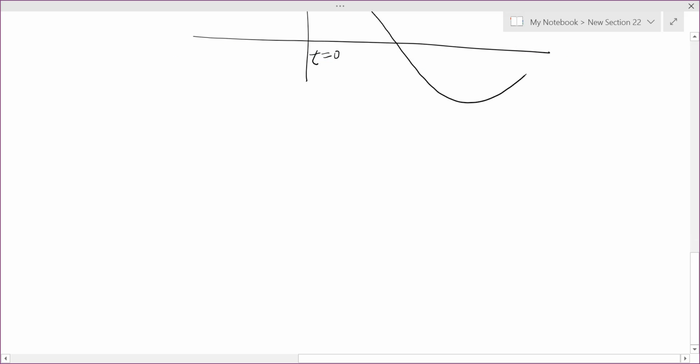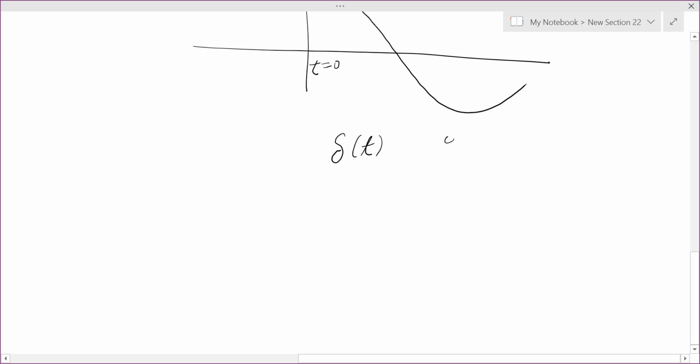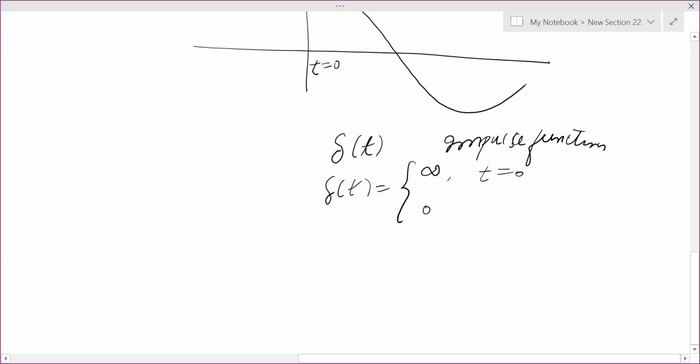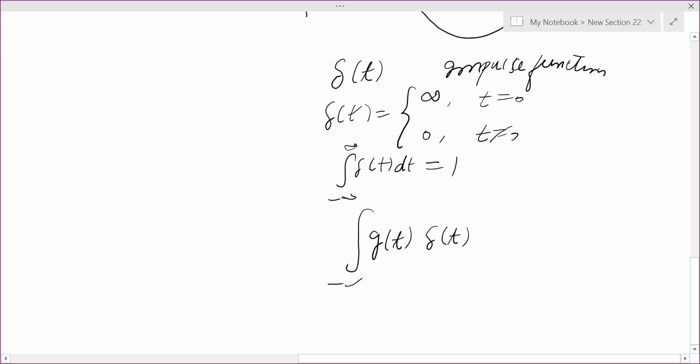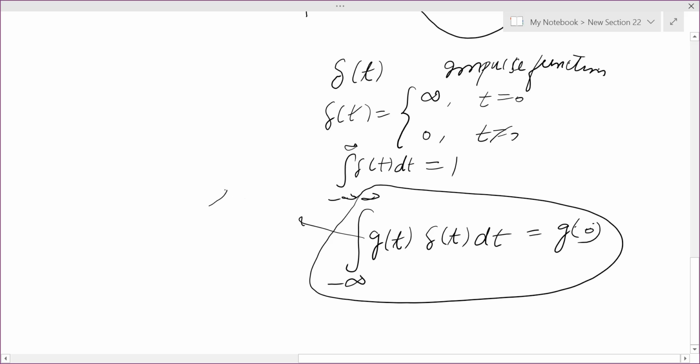So we will need a mathematical function called the impulse function. As you might know, the impulse function is infinite for t equal to 0, and 0 for t not equal to 0, but it has one strange property. One obvious property is that its area should be 1, and also that the integral from minus infinity to infinity of g of t delta of t dt is equal to g of 0. This is another property of the impulse function. If you see this property, this operation samples g of t at t equal to 0.